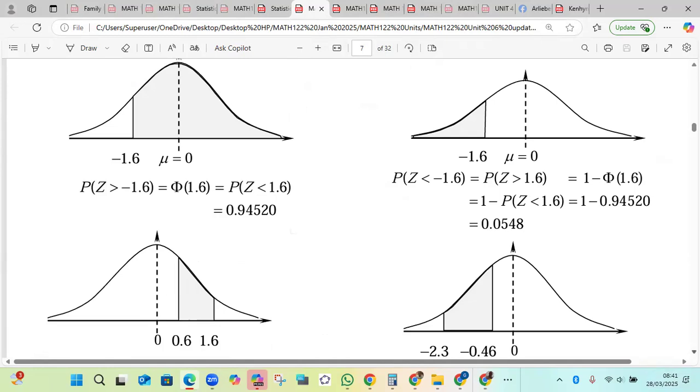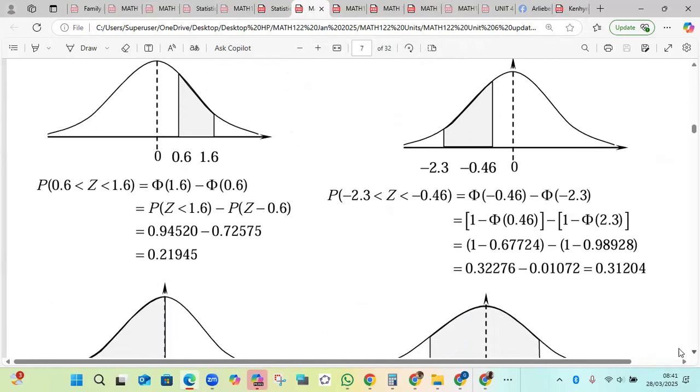Right away, we can see that we are in a situation like this. Both z's will be negative, and we're trying to find the area between those two negative values of z. One of the simplest ways to do that is to find phi of negative 0.46, find phi of negative 2.3, and subtract each other. Phi means from that z value towards the left. We're going to find two phis of negative numbers. One will be bigger than the other. For example, phi of negative 0.46 will surely be bigger than phi of negative 2.3, and we subtract each other.